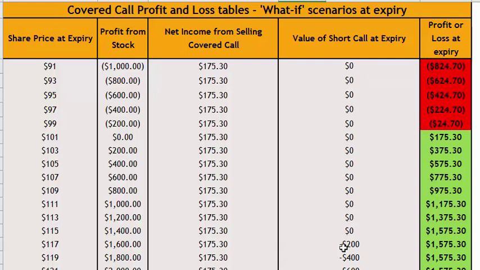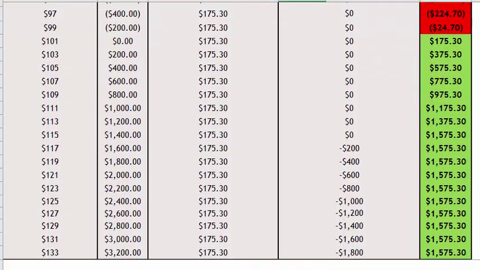Then at 117 you see a minus 200 here. So why is it a minus? Well, we've obligated ourselves to sell our shares at 115. So if the share price is at 117, obviously that call option contract has $200 of value in it, but it's not our value. We sold that call option contract, so it's a negative for us. And we do that for every potential outcome.